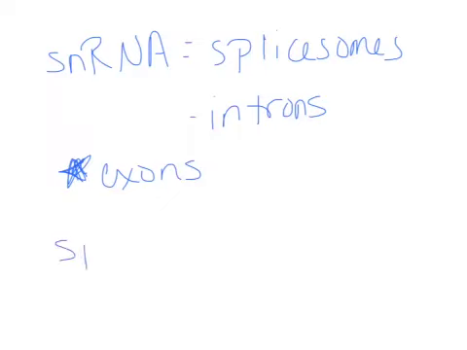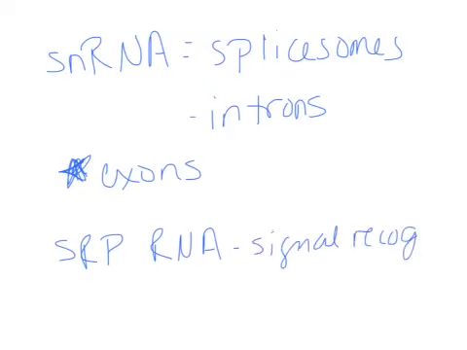You also have your SRP RNA. This is part of a signal recognition particle. That signal recognition particle is going to help the ribosome thread the polypeptide that's being formed from the ribosome. If it's going to be exported out of the cell, it's going to need to be processed further by the endoplasmic reticulum. And these will help get that polypeptide chain into the endoplasmic reticulum so that that can happen.